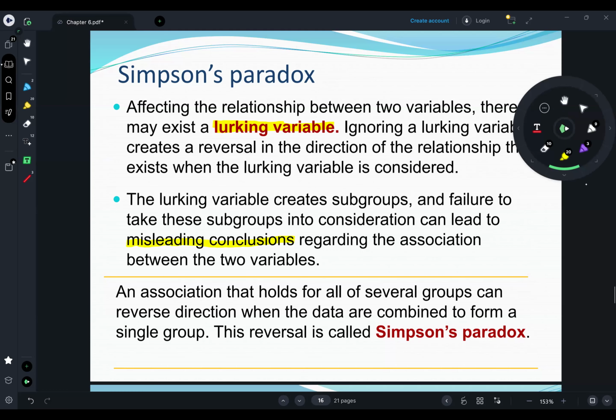So going back to your question about the third class, it's not wrong in the math, but it's sort of misleading, because when you take the variable gender into consideration, then it's more trustworthy, not misleading. So an association that holds for all of several groups can reverse direction when the data are combined to form a single group. The reversal is called the Simpson's paradox.